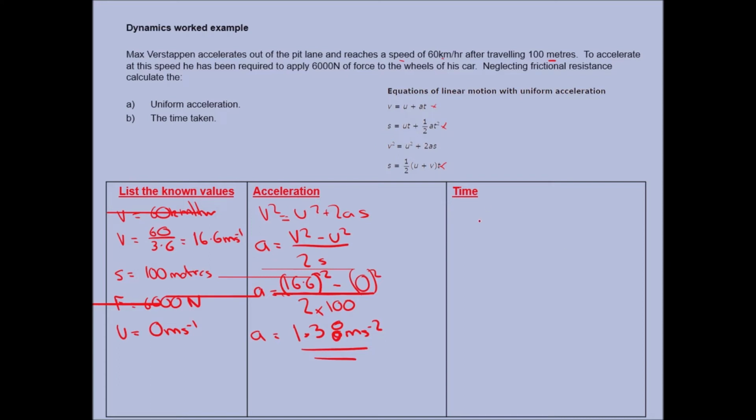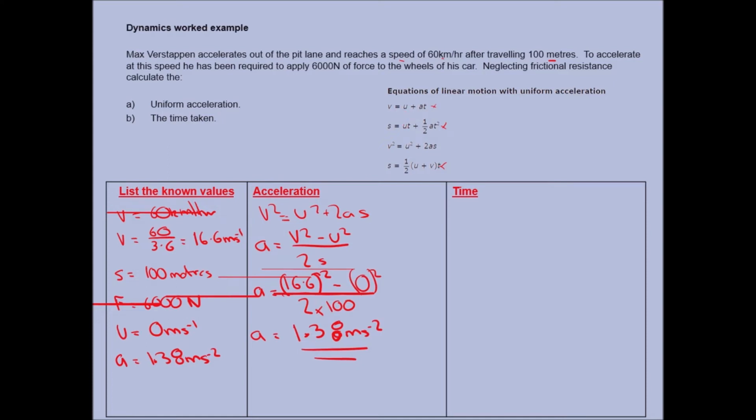Next job, and I'll pop that in there so I now know that value, is to work out the time taken. We can go back up to our SUVAT formulas. There are actually a few of these we could use now, because we've found some of the unknown values. But the one I'm going to use here is the top one: V equals U plus AT.